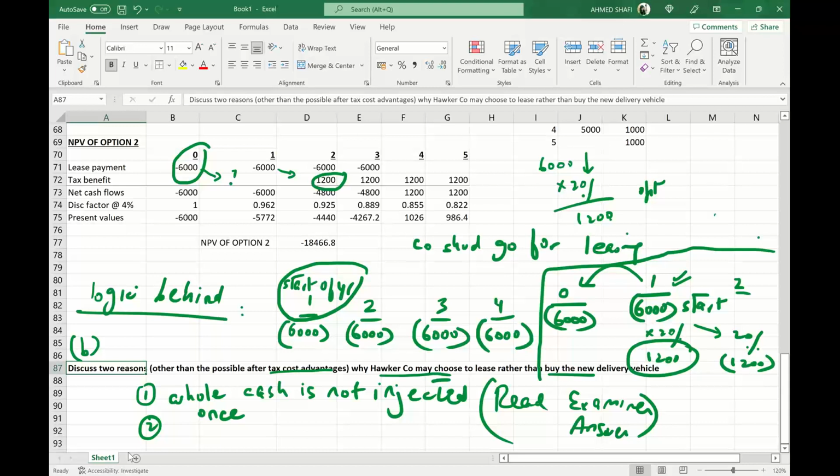So this can be one advantage why a company chooses leasing, that whole cash is not injected at once. You can save cash and generate income by using that cash.